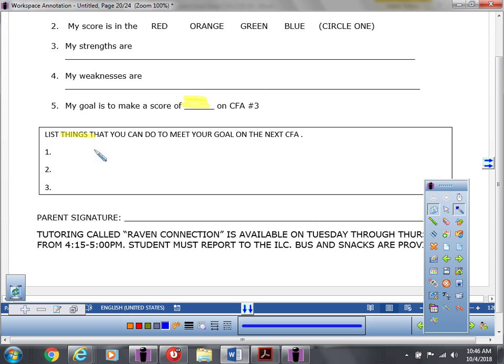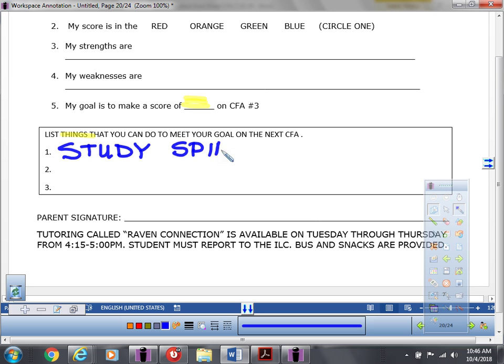So what are things we can do to meet our goal, guys? What are things we can do better? Study. Study what? Your math spiral, the lessons in there that are related to this test. What else can you do?